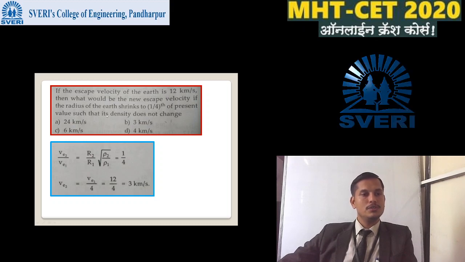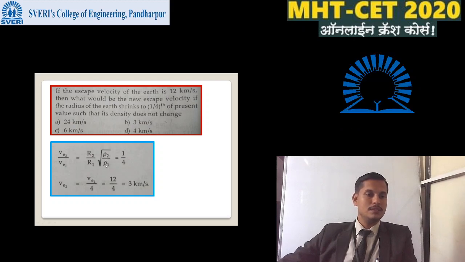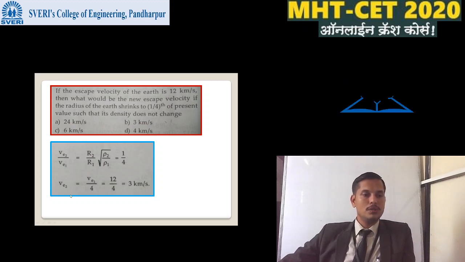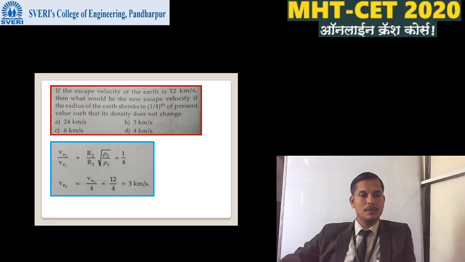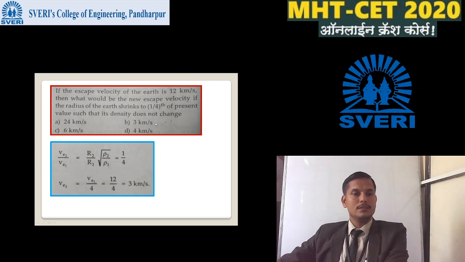We are considering the density to be the same, so for that we take the ratio of escape velocities, ve2 upon ve1, which is equal to r2 divided by r1, with rho 1 the density being the same. Here we are considering the 1/4 case, so it becomes 1/4. Shifting, ve2 is equal to ve1 upon 4. ve1, the escape velocity given, is 12 km per second, so 12 by 4, simply we are getting 3 km per second. So the answer is 3 km per second.